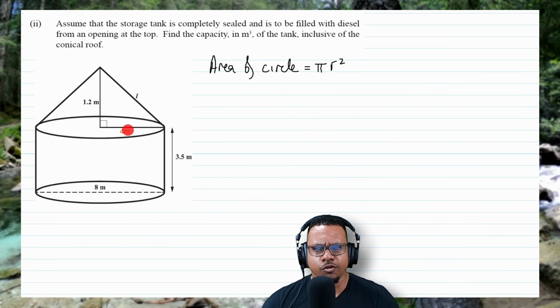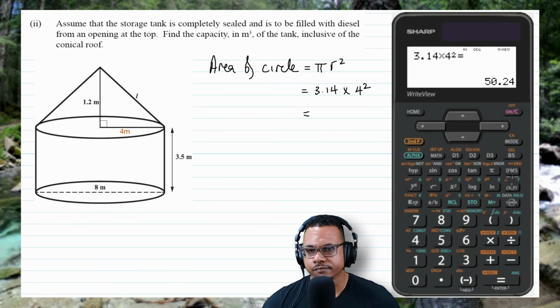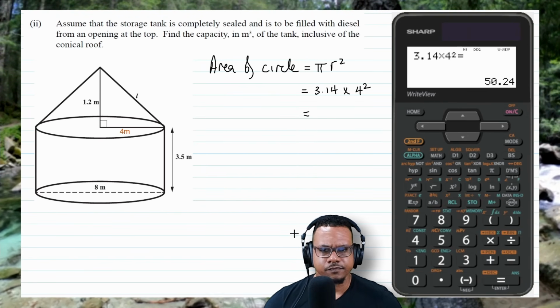And we know the radius is this 4 meters here, right? That's the radius of the circle. So we're going to have pi, and they say use pi as 3.14. So 3.14 times radius squared, which is 4 squared. So we have 3.14 times 4 squared, and that's equal to 50.24 meters squared.